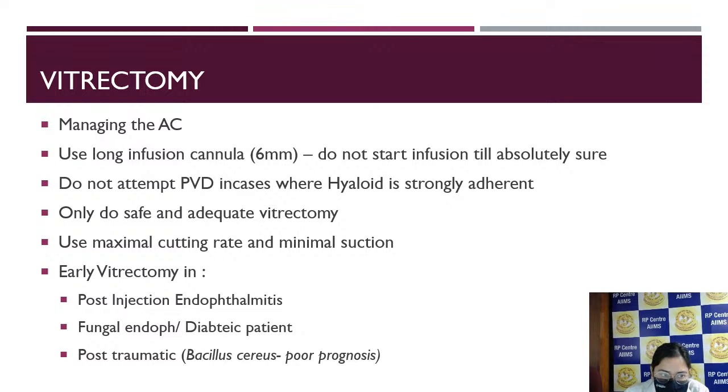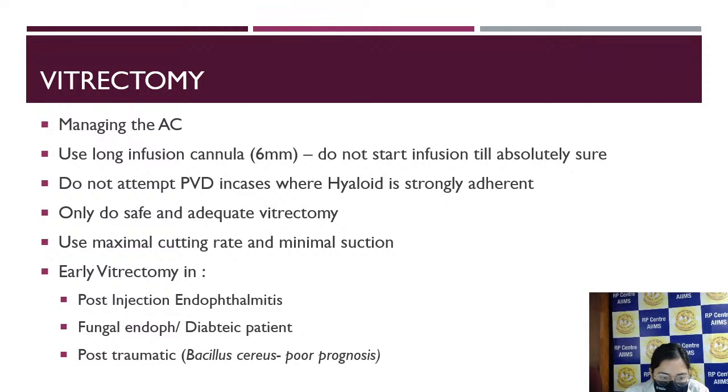Now, what do we do in a vitrectomy? First, we manage the anterior chamber. If there are any exudative membranes present, we remove them so that there is a clear visibility of the posterior segment. Usually, a long infusion cannula of 6 mm is better, and we have to be careful to start the infusion line only after the port is visible. Do not attempt PVD in cases where the hyaloid is strongly adherent. Only do a safe and adequate vitrectomy. Use maximal cutting rate and minimal suction.